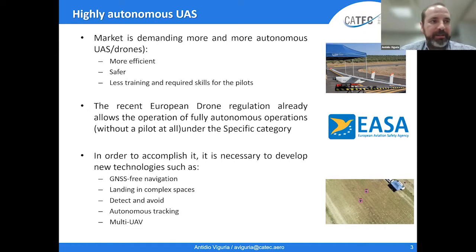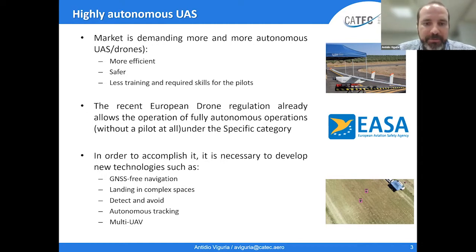I don't know if you're aware that the European regulation considers three main categories: open, specific, and certified. The specific one, which is in the middle, is a gray area that allows flying in cities, flying large distances, flying close to infrastructure, and flying large drones in sparsely populated areas. In this specific category, it is allowed to have fully autonomous drone operation under the current regulation. And this is a very good step in terms of having a legal framework that allows this type of operation.